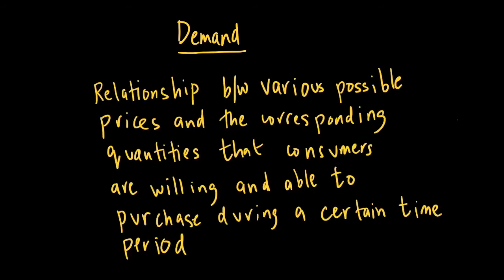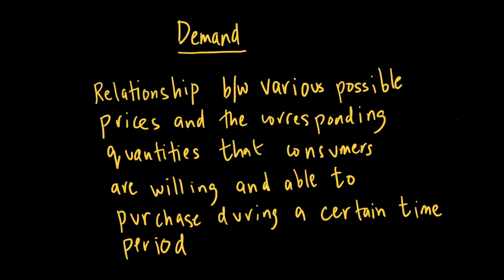So, the demand for a good is simply the relationship between the various possible prices and the corresponding quantities that our consumers are willing and able to purchase during a certain time period. There are some key words we need to look at in the definition. The first is that it shows the relationship between various possible prices and the corresponding quantities. So we will change prices and we'll see how quantity bought changes. This is a relationship between price and quantity sold or bought.